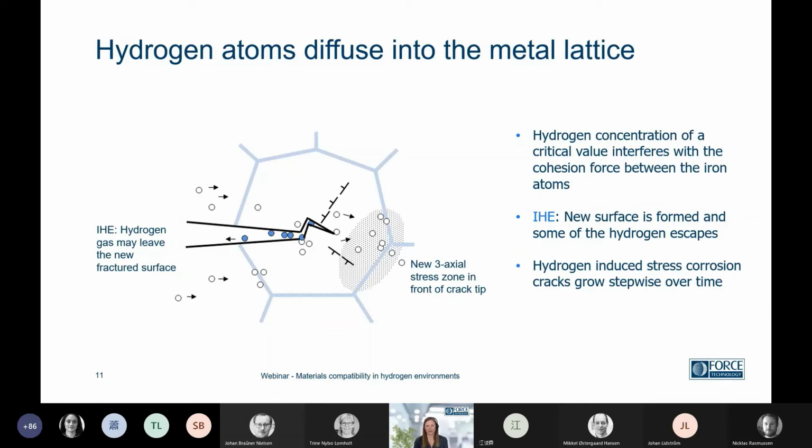Then if you have the crack evolving, you may actually have hydrogen escaping from the crack due to new surfaces formed. This could also be hydrogen from manufacturing processes escaping and causing damage elsewhere. We would normally characterize this as internal hydrogen embrittlement, IHE. And then the cracking can, of course, continue to propagate.